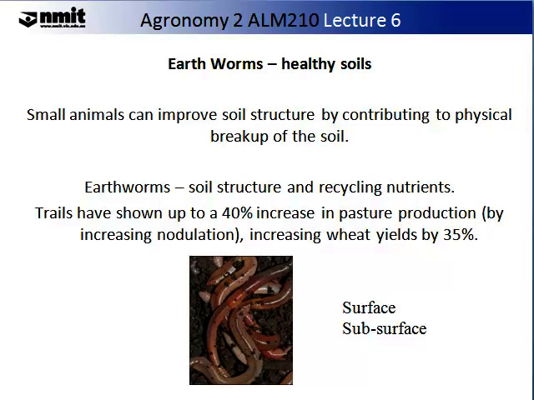In the organic matter fraction live the humble earthworms. A good population of earthworms indicates a healthy soil. Earthworms are small animals that can improve the soil structure by contributing to physical breakup of the soil. Some soils can contain up to 300 earthworms per cubic meter. There are 7,000 species of earthworm. Across these species there are 3 classifications: the litter dwellers, the shallow soil dwellers, and the deep burrowers.